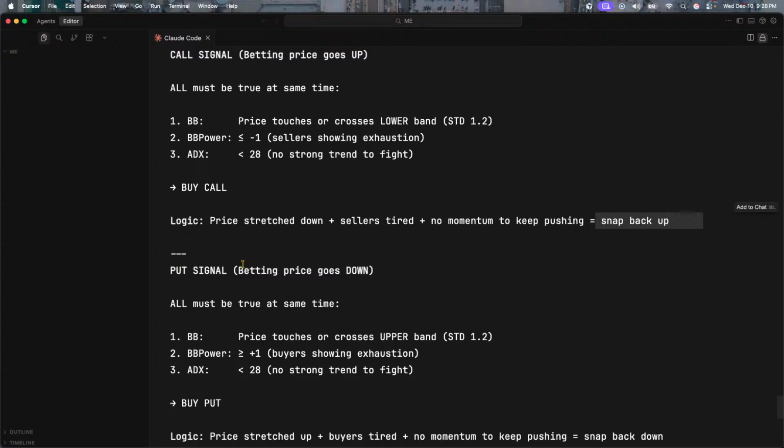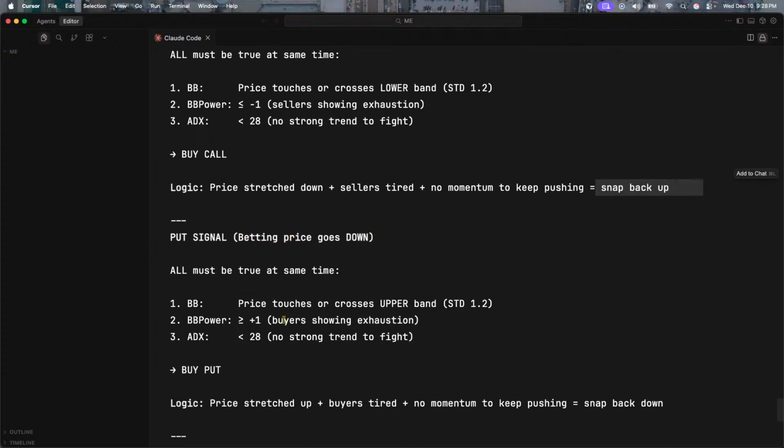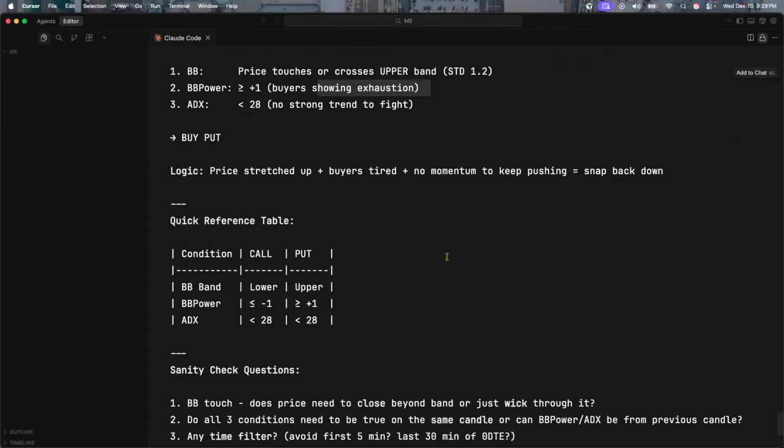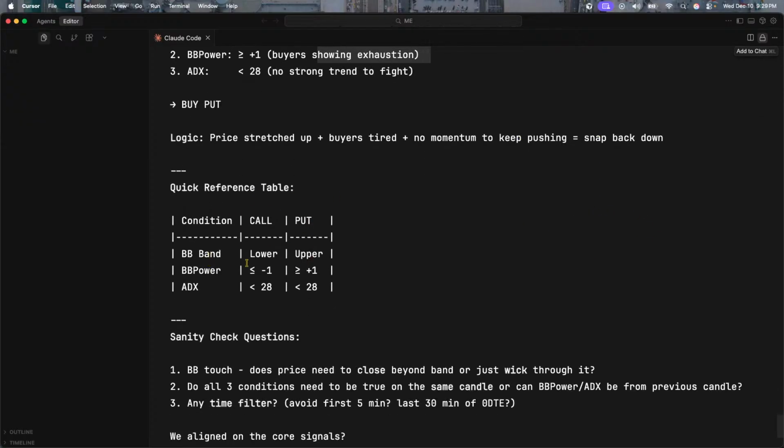The put signal is that we're betting that the price goes down. All must be true. The price touches the resistance line, the upper band, and it's super tight with that standard deviation. The buying power, or the bulls, are in control with greater than or equal to 1. The buyers are showing exhaustion. ADX is less than 20, no trend to fight. We're going to enter a put. The price stretched up. Buyers tried, no momentum to keep pushing. It snaps back down. A quick reference table, okay.